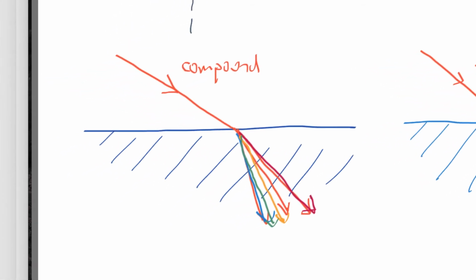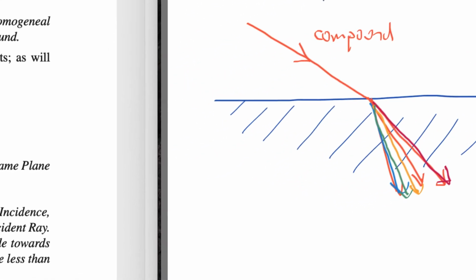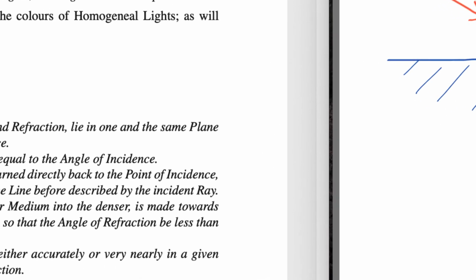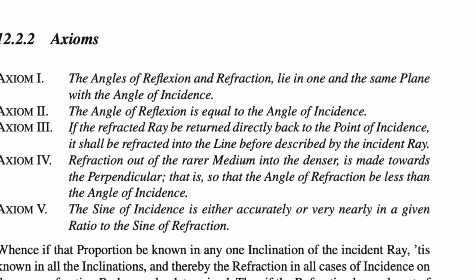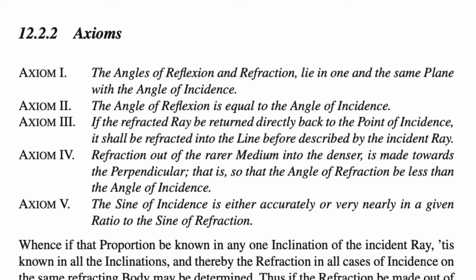Okay, now let's move right along into his axioms. Like I said, this is mirroring the structure of his Principia. In the Principia, one started with definitions and then went on to axioms. Likewise, in his Optics, he starts with definitions and then he goes on to his axioms. So let's talk about these axioms. This is on the bottom of page 141.